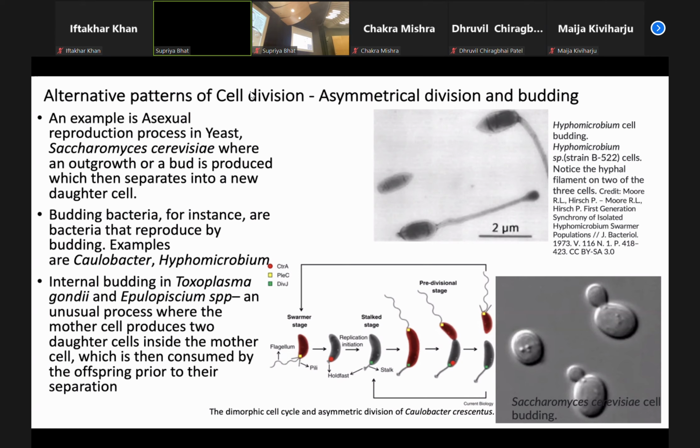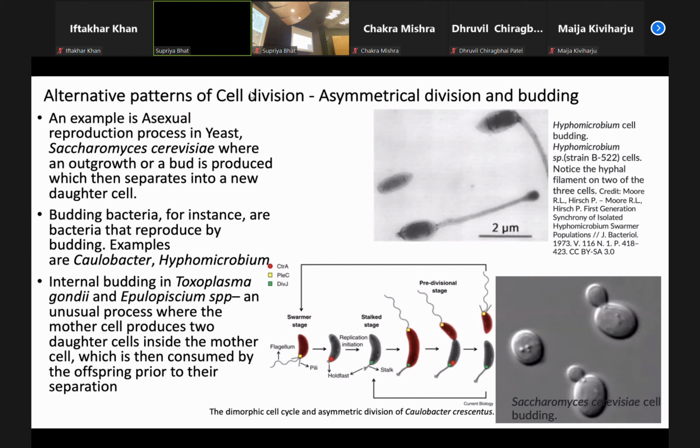There is one bacteria example that we know of called Epulopiscium species, and then Toxoplasma gondii. So Toxoplasma is a protozoan. It causes toxoplasmosis. You might have heard about why pregnant women are not advised to clean up cat litter, because Toxoplasma is one infectious organism that can cause serious birth defects in pregnant women.